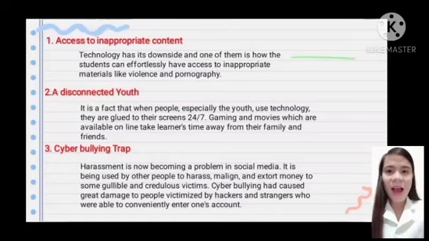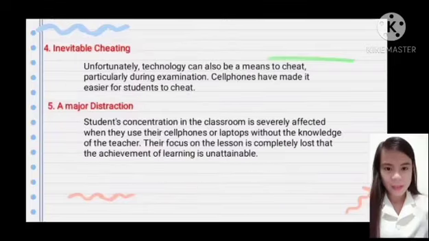Cyberbullying trap. Harassment has now become a problem in social media. It is being used by other people to harass, malign, and extort money from some gullible and credulous victims. Cyberbullying has caused great damage to people victimized by hackers and strangers who were able to conveniently enter one's account.